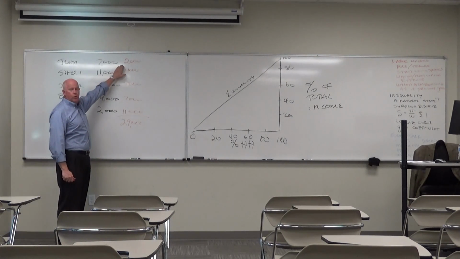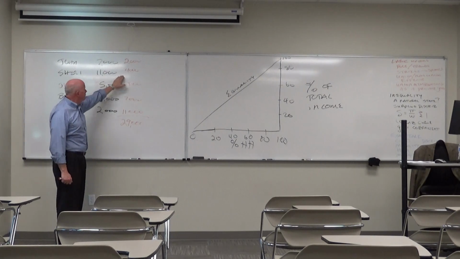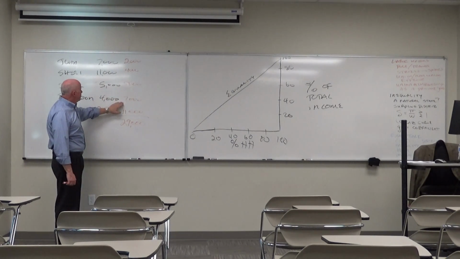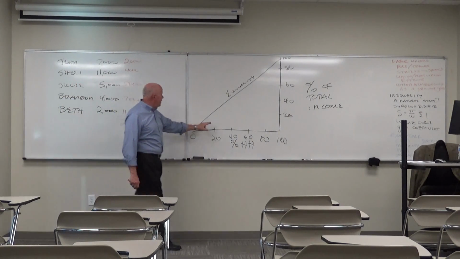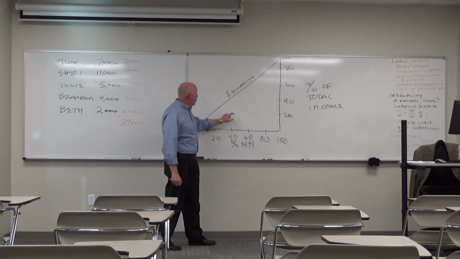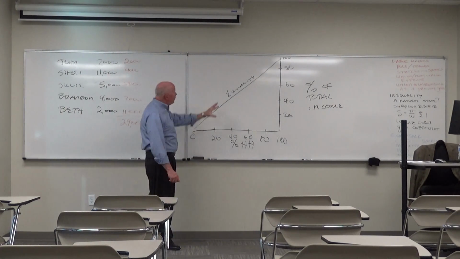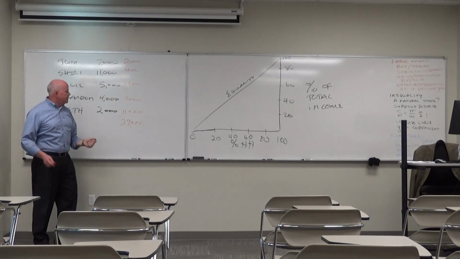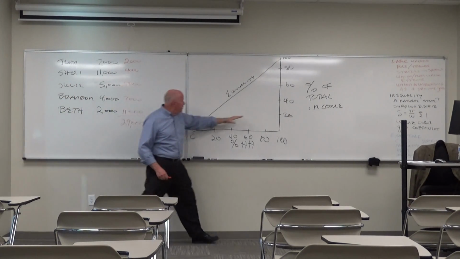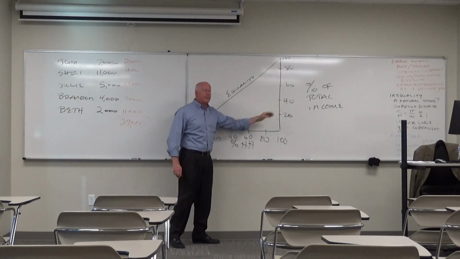2,000 of it is in the lowest quintile, 4,000 is in the second quintile, 5 is in the third, 7 is in the fourth, and 11 is in the fifth quintile. So that would be 2, 4, 5, 7, and 11. But when we put it on the graphic, we're going to make it cumulative, okay? Because if we put it on non-cumulative, it would end up right around here, and that's not fulfilling the purpose of the graphic.